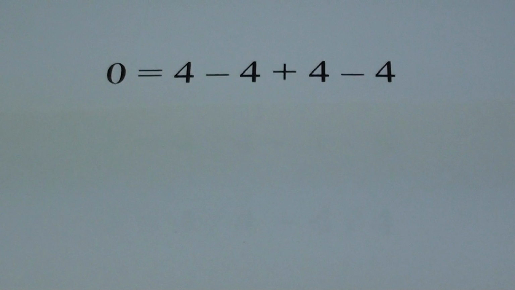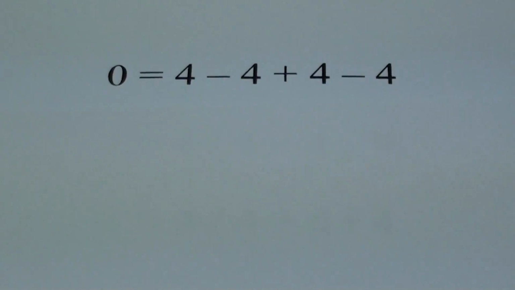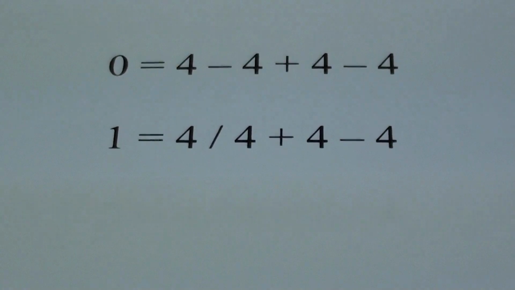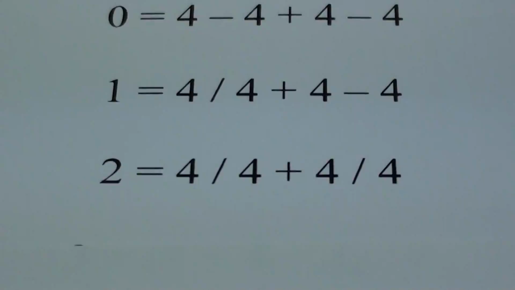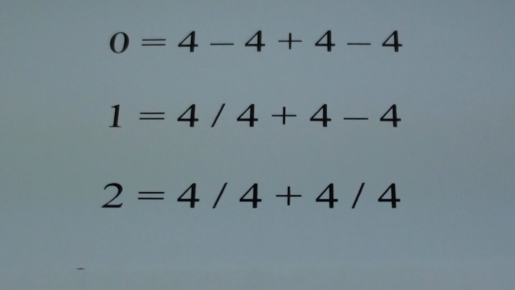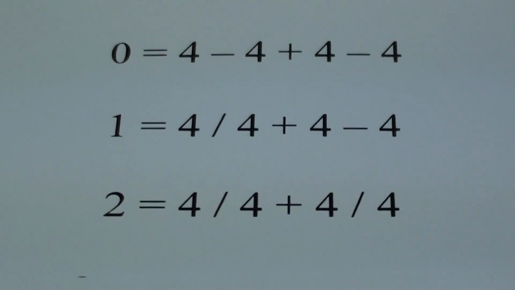The first one is actually very easy, as you can see. It's 4 minus 4 plus 4 minus 4. That makes, of course, 0. Next one is, of course, 4 divided by 4, which makes 1, plus 4 minus 4, which is 0, so altogether it makes 1. Next one is 4 divided by 4, which makes 1, plus, of course, 4 divided by 4, which also makes 1. That makes 2, of course.